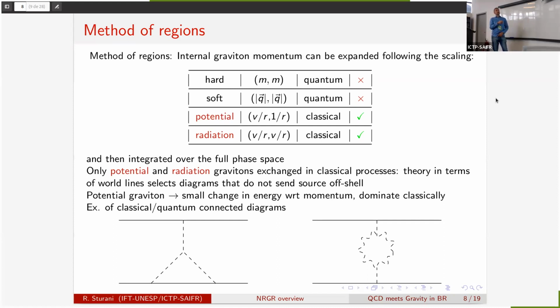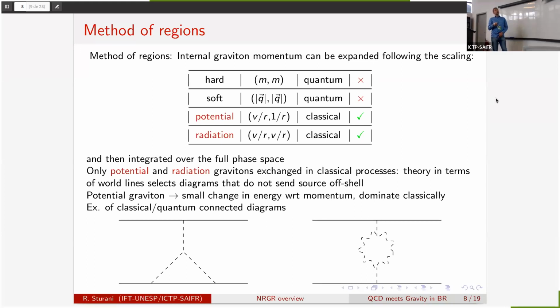You will see that this diagram is a classical piece. So, for those of you who did quantum field theory and were told that this diagram is quantum, this is wrong. This diagram is also quantum. It's not fully quantum. It contains a classical piece and a quantum piece. And the classical piece is all that survives when you take the mass of this particle to infinity, or equivalently, if you exchange very soft potential gravitons or photons.